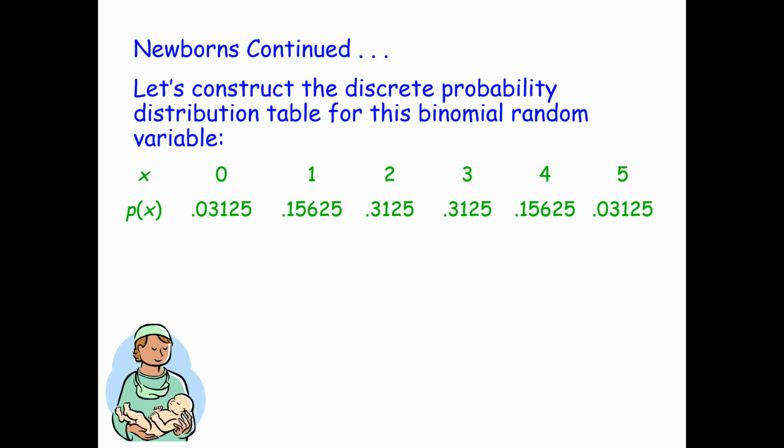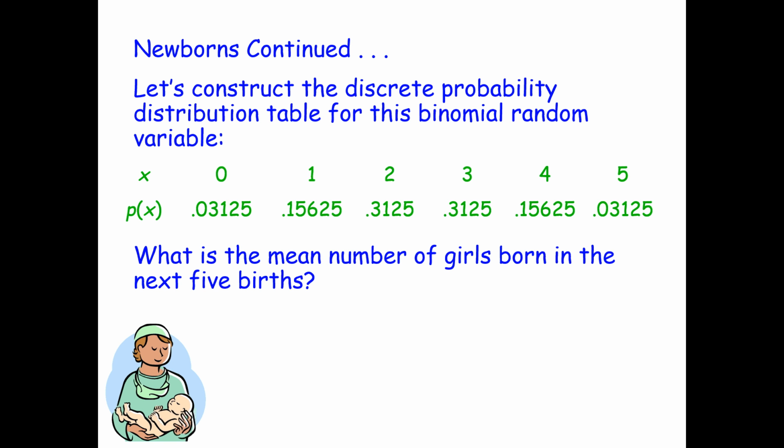Now, let's construct the discrete probability distribution table for this binomial random variable. So here we have 0, 1, 2, 3, 4, 5. So we have the probability of 0, the probability of 1, probability of 2, probability of 3, probability of 4, and probability of 5 together, all just shown for us.